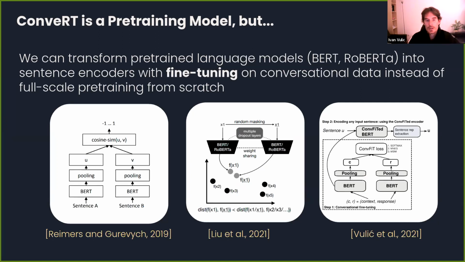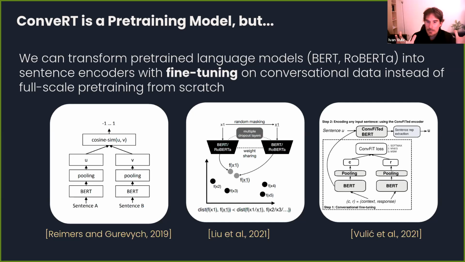But more recent work has shown that we can also transform pre-trained language models. So we already assume that we have pre-trained English BERT or RoBERTa or all these models, but we can transform them into sentence encoders using exactly the same principle of these two streams of information for input and response, but then fine-tuning them on conversational data instead of full-scale pre-training from scratch.